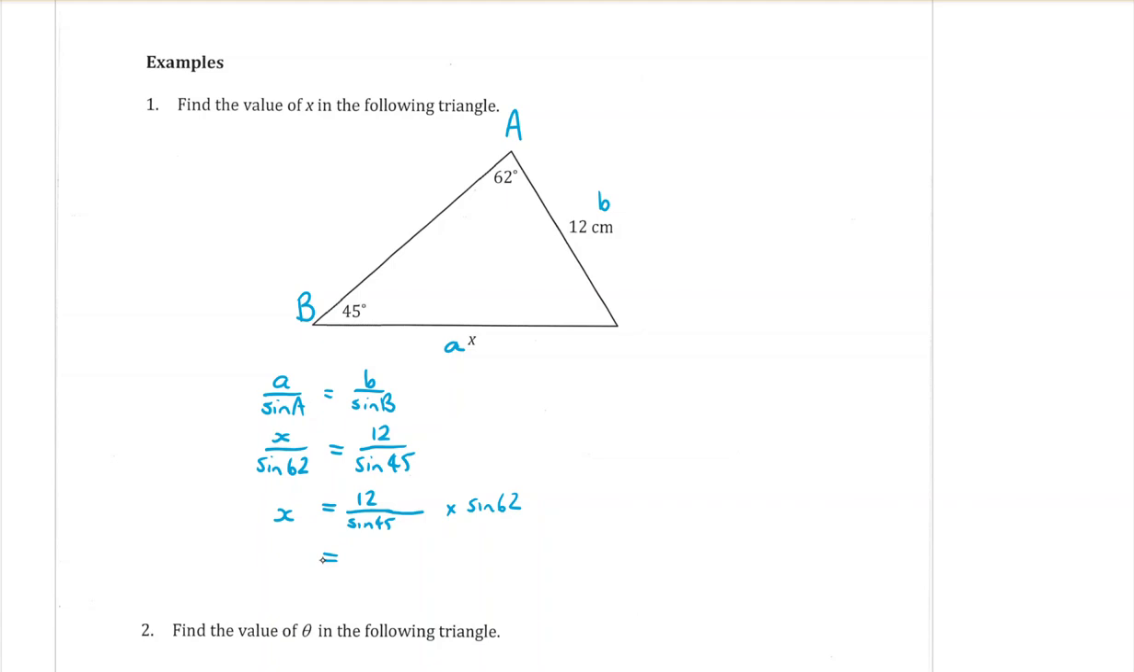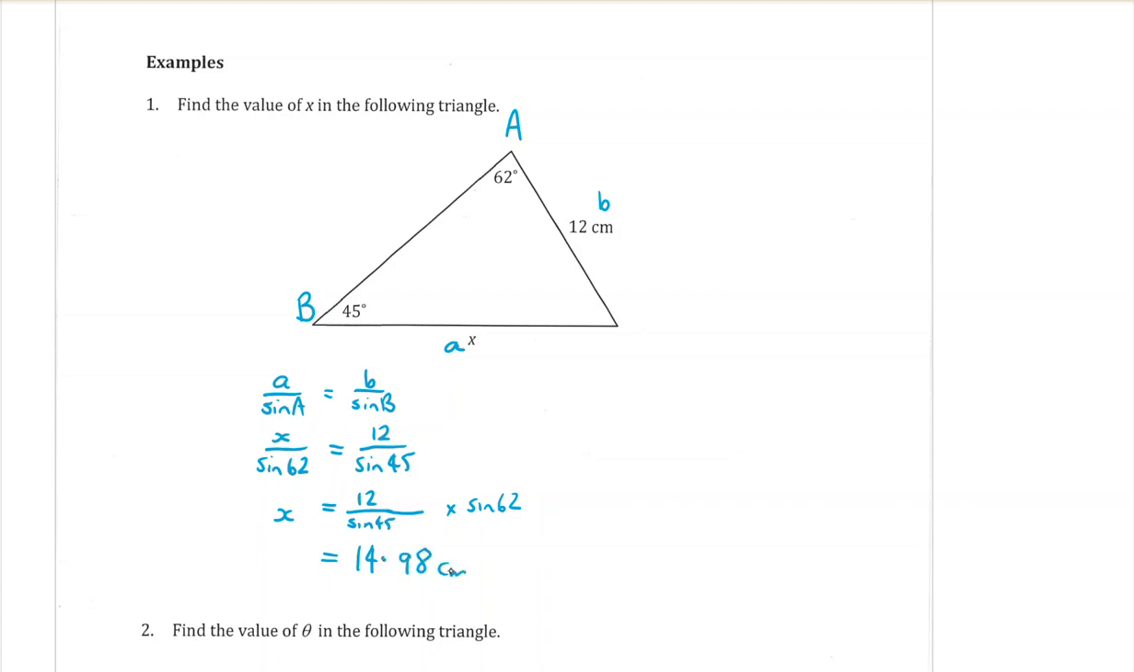Once you get to that point, we just want to type all of that in your calculator. Okay, so grab your calculators out, you get 12 over sine 45 times by the sine 62. And I did this to 2 decimal places. You just want me to tell you, don't you? Oh, okay.